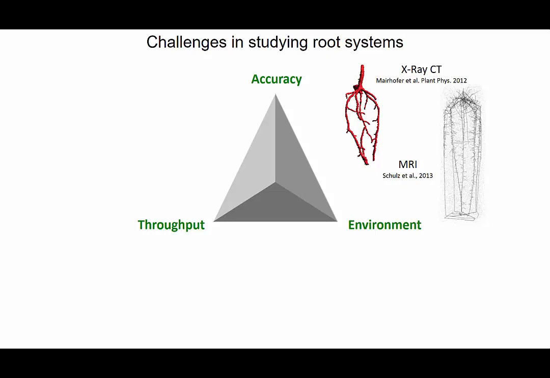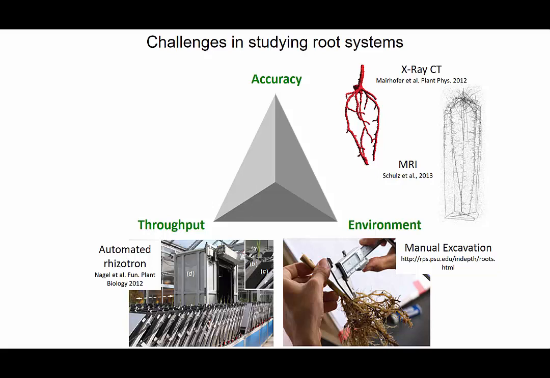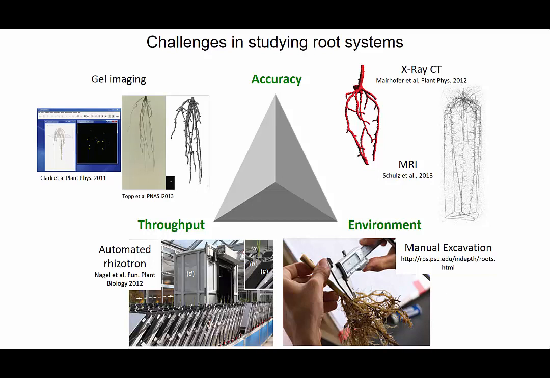On the other part of this triangle, we have things that are really good for the environment. Manual excavation, which is where we'll focus a lot of our attention today, is basically digging up and cleaning your root systems. So this is ideal for environment because you're actually in the field where that plant is growing and it's encountering all of the different soil environments. We also have what are known as automated rhizotrons. So these are just clear glass boxes where you can grow roots in soil. And then we have a completely artificial environment, which is known as gel imaging.